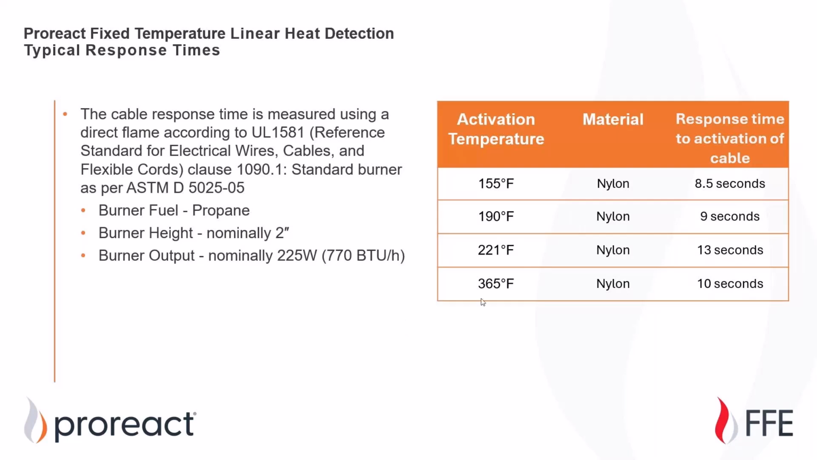There's one UL test that's used for all different types of cables, where a propane burner is used and the flame is put directly onto the cable. Some of the results are used to show response time to activation of the fixed temperature product. So this is essentially a temperature quench where it reaches temperature very quickly, and the lag or the delay once it reaches that temperature is going to range between 8 and 13 seconds based on these results.